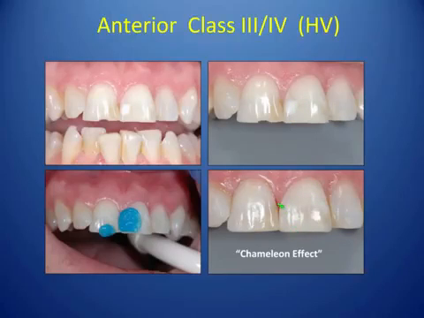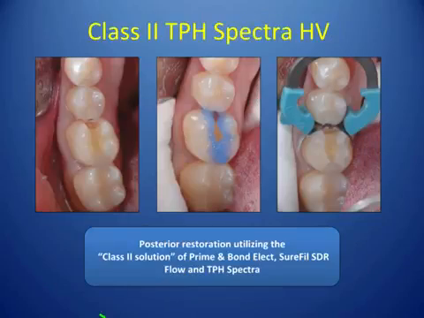Looking at that solution together, here we've got a posterior application, a class 2, using selective etching technique, Palodent Plus as the matrix system. Again, here's our sectional matrix ring, good adaptation, good contact of the matrix against the adjacent tooth, and a high probability of success for this restoration.